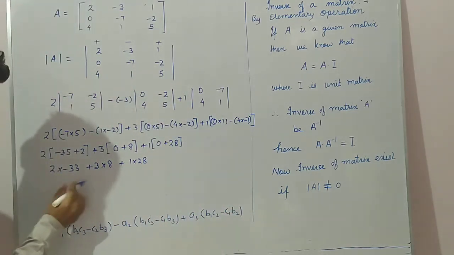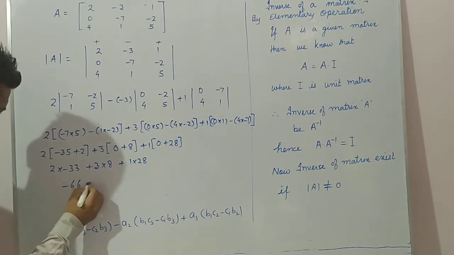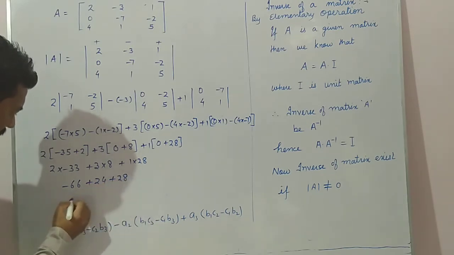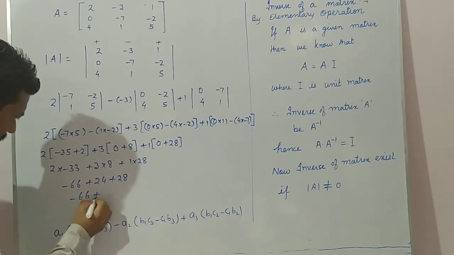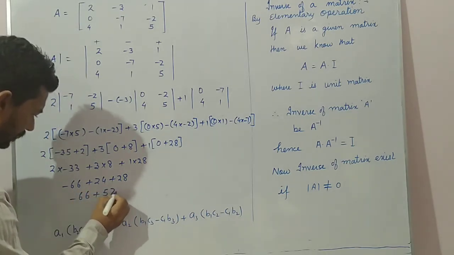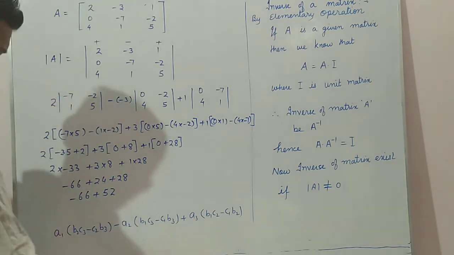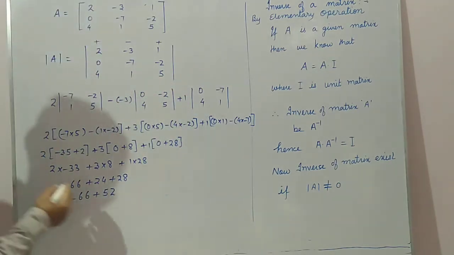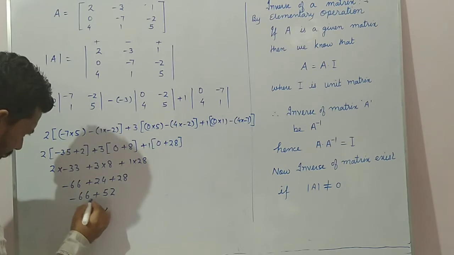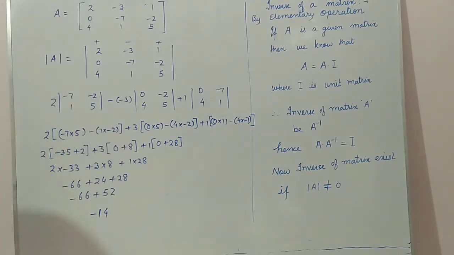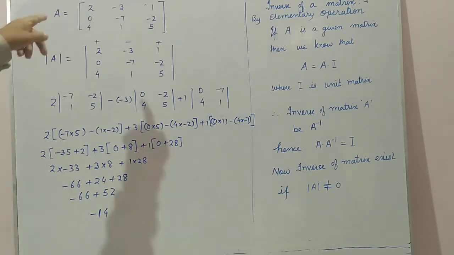So this is minus 66 plus 24 plus 28. Minus 66 plus 52. 6 minus 2, 4, 1. This is minus 14. So minus 14 is the determinant of the given matrix.